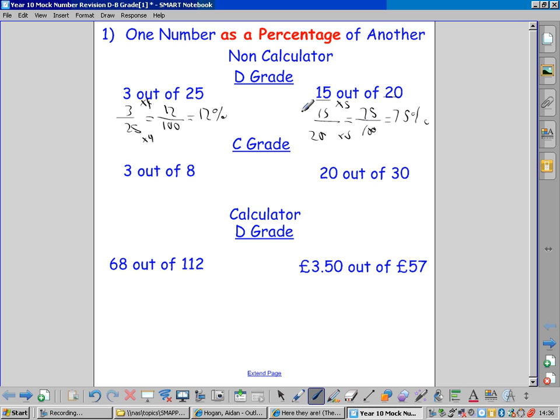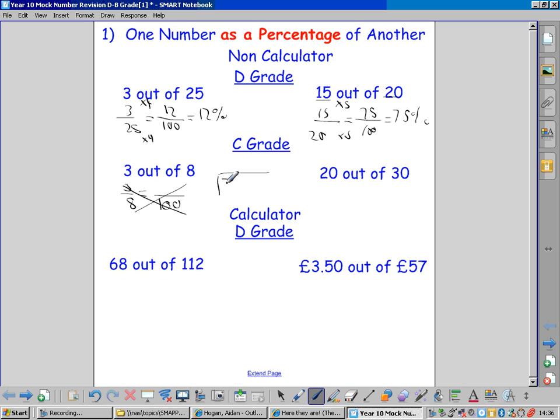That's easy. However, if you haven't got a calculator and you write it as a fraction, what happens if the denominator doesn't go into 100? Then you need to do short division, and you can't carry on like that. So you do short division.